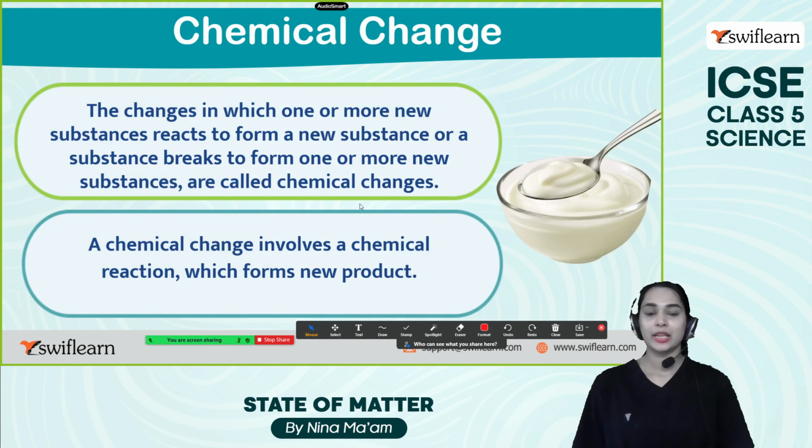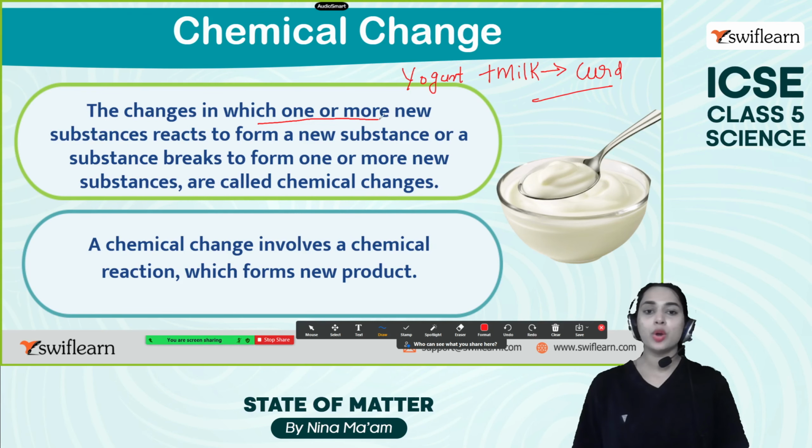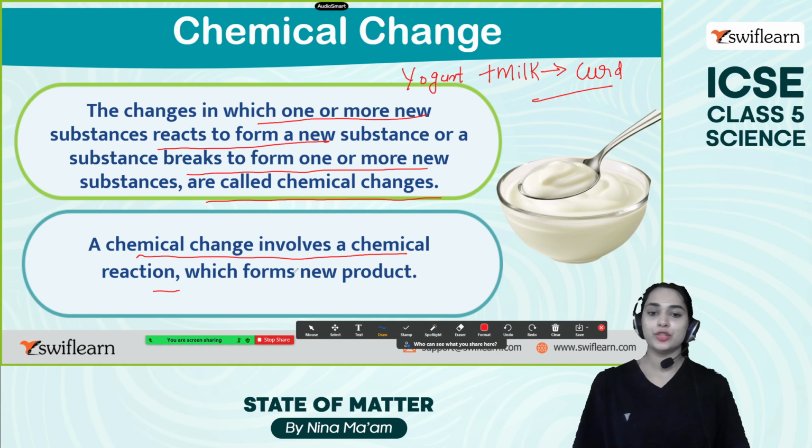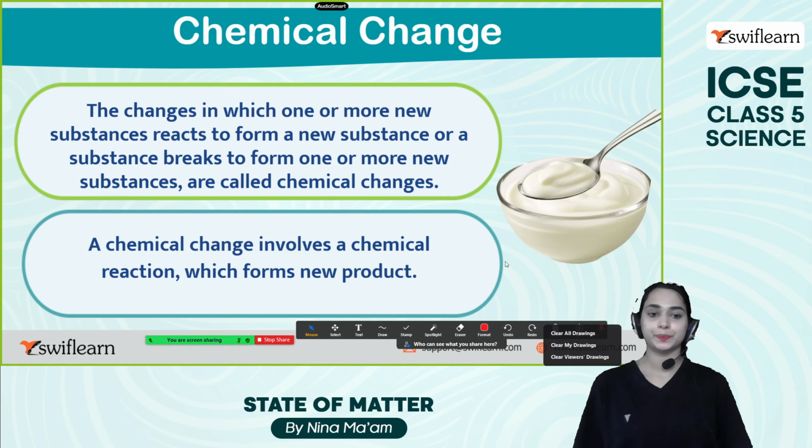Alright. Now, chemical change. When we mix yogurt or curd with milk, fermentation takes place and we get curd, right? That is a chemical change and that is irreversible. The changes in which one or more substances react to form a new substance, or a substance breaks to form one or more new substances, are called chemical changes. So a chemical change involves a chemical reaction which forms a new product, right? Yes, that is the chemical change.